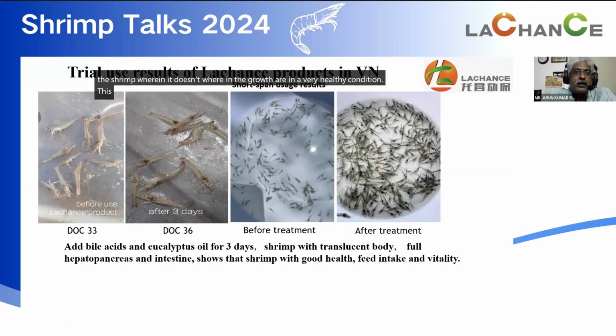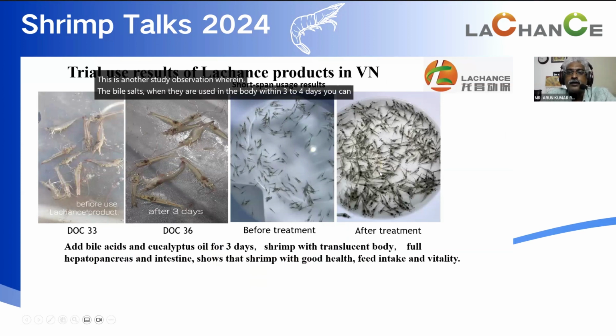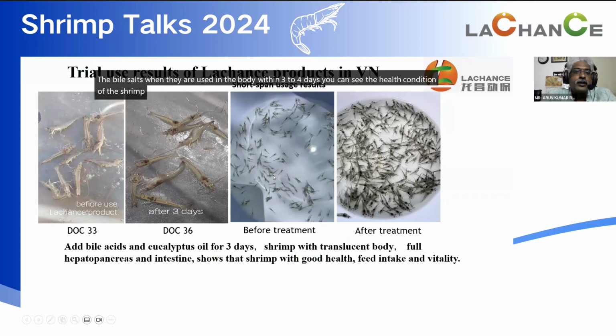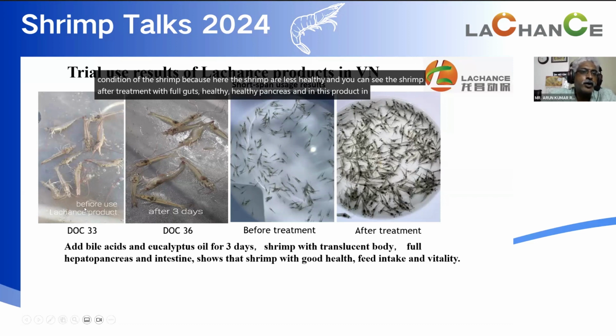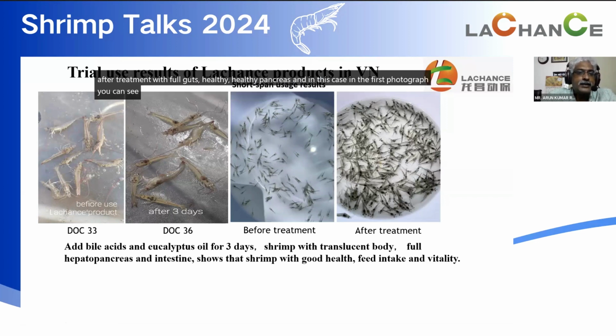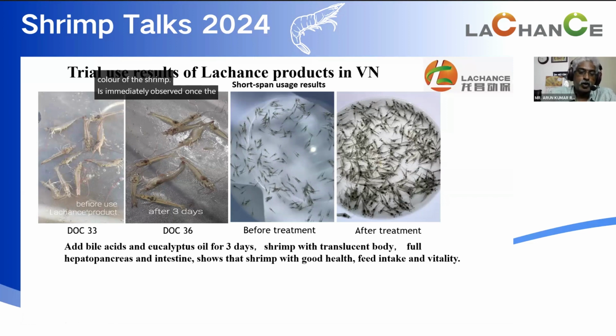This is another study observation wherein the bile salts, when they are used, within 3 to 4 days you can see the health condition of the shrimp improve. Here the shrimp are less healthy, and you can see the shrimp after treatment with full guts and healthy hepatopancreas. In the first photograph, you can see the shrimp are lethargic, whereas they become translucent, and the shiny color of the shrimp is immediately observed in the treatment ponds.